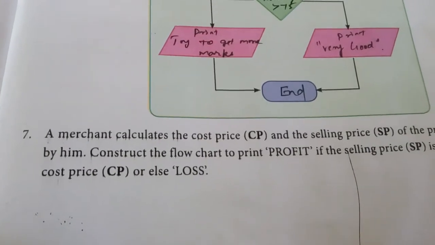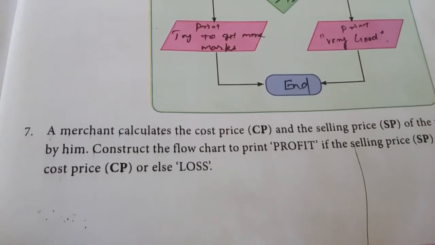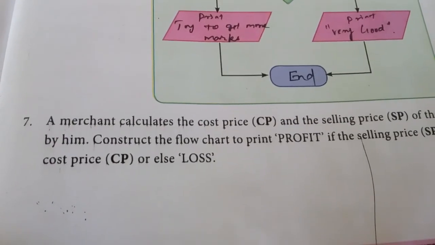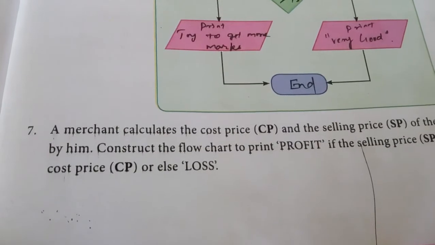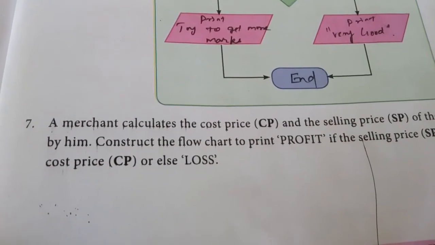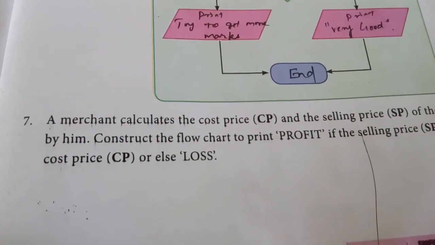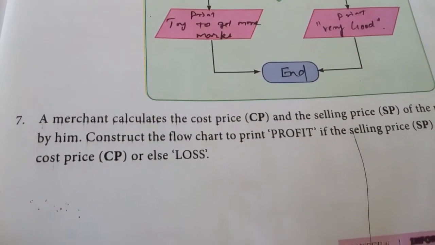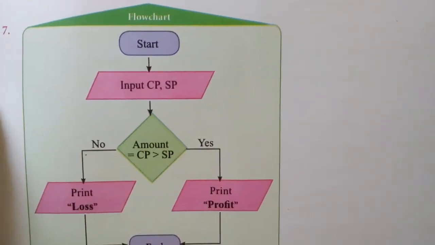When the selling price is more than the cost price, it is profit. If the cost price is more than the selling price, it is loss. You should be very sure about that. If selling price is more than cost price, it is profit. If selling price is less than cost price, then it is loss. That means the cost price is more and the selling price is less. Now we can draw the flowchart for this.